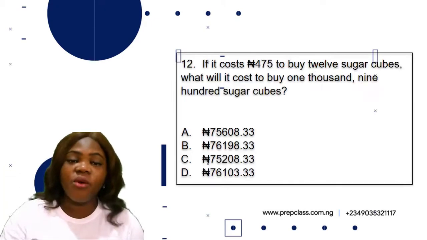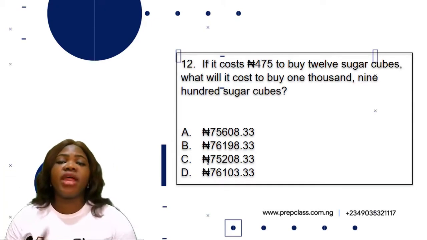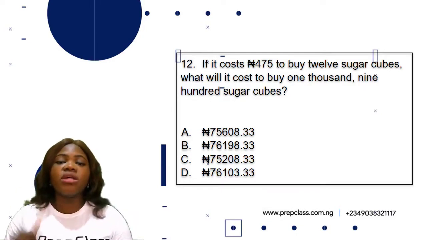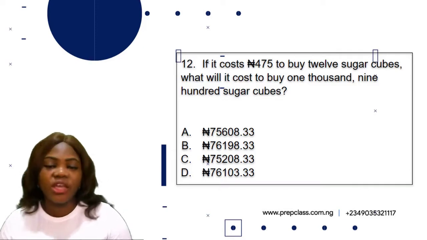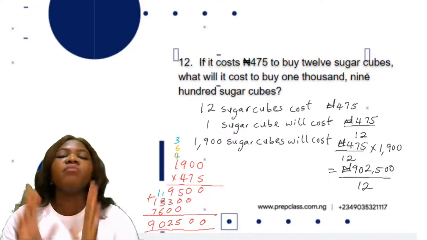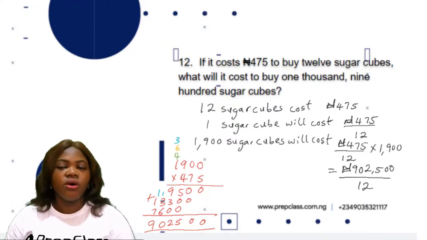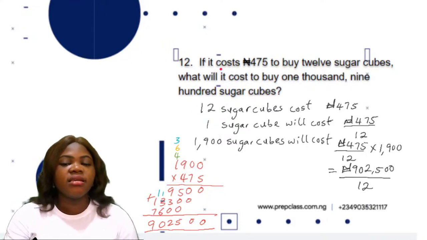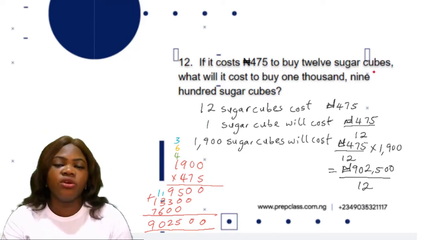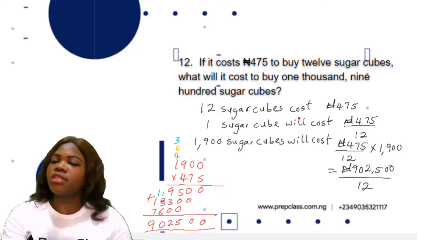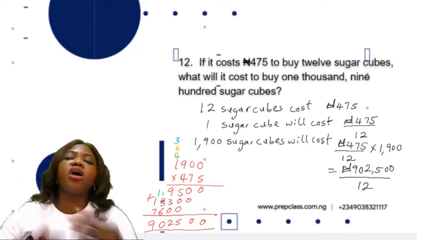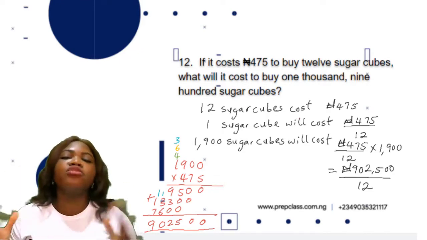Check. Question 12. If it costs 475 naira to buy 12 sugar cubes, what will it cost to buy 1,900 sugar cubes? Okay, so this is very easy. So the first thing is that how much will 12 sugar cubes cost? Okay, so the question says if it costs 475 naira to buy 12 sugar cubes. So 12 sugar cubes cost 475 naira. Okay. Now, what will it cost to buy 1,900 sugar cubes?